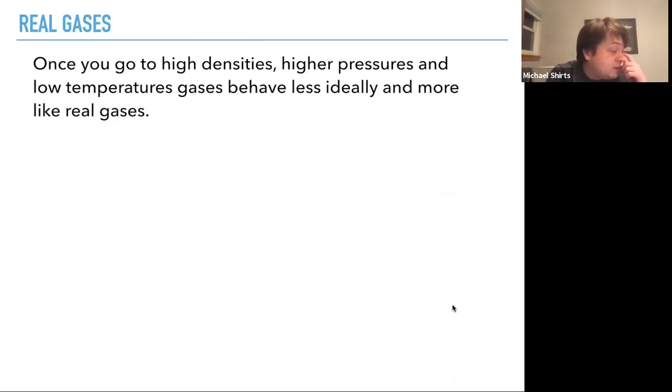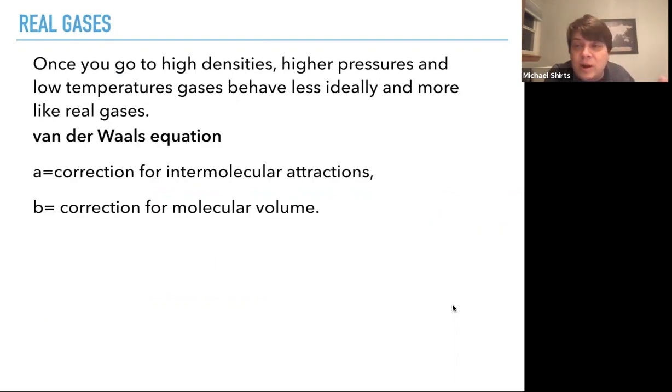Once you get to high densities, higher pressures and low temperatures, gases behave less ideally and more like real gases. The simplest way we compensate for these two effects is the van der Waals equation, which was derived by a very smart grad student about 100 years ago. You need two factors here: a, a correction for intermolecular attractions, and b, a correction for molecular volume. So this is what it looks like.